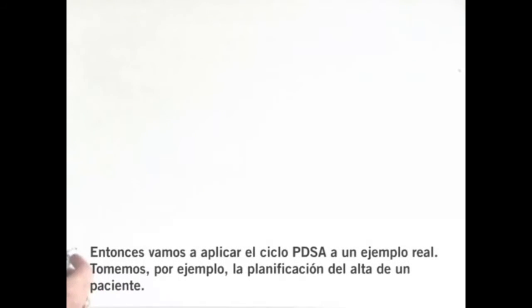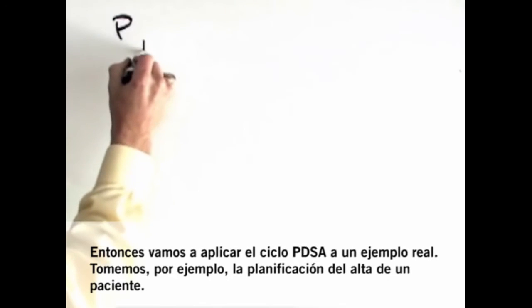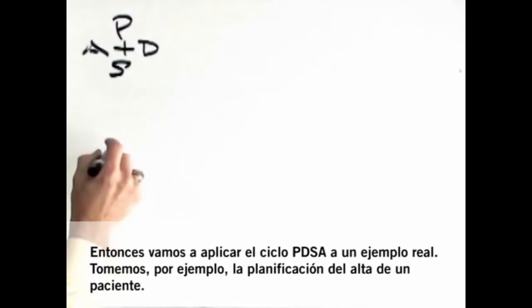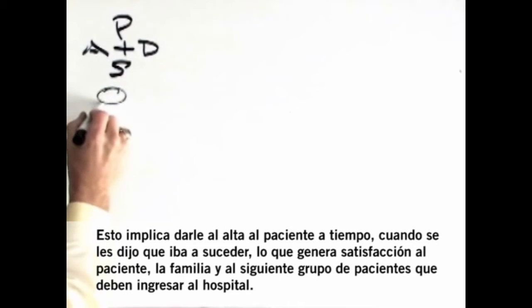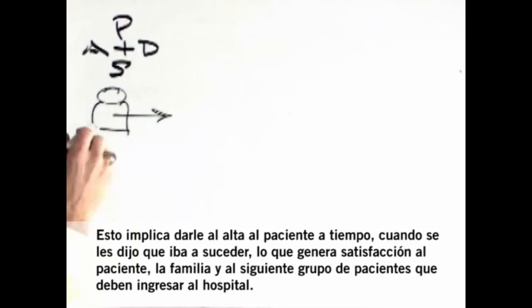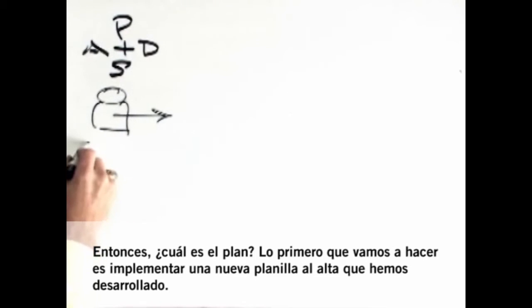So let's apply the PDSA cycle to an actual example. Let's take, for example, discharge planning. That is, getting a patient out of the hospital on time when they were told they'd be discharged, which pleases the patient, the family, and the next set of patients that need to come in. So, what is our plan?